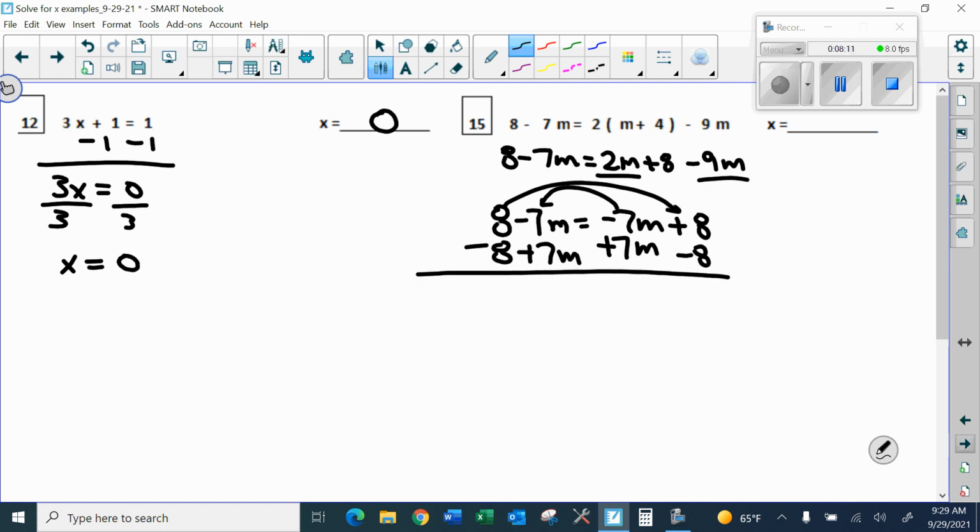Okay, equal sign. Notice what I get. 0m equals 0. 0 times what equals 0? Any number. So the answer is all real. All real numbers. Another way of writing that is that right there. That means all real as well. So you can write the words all real or use that symbol right there.